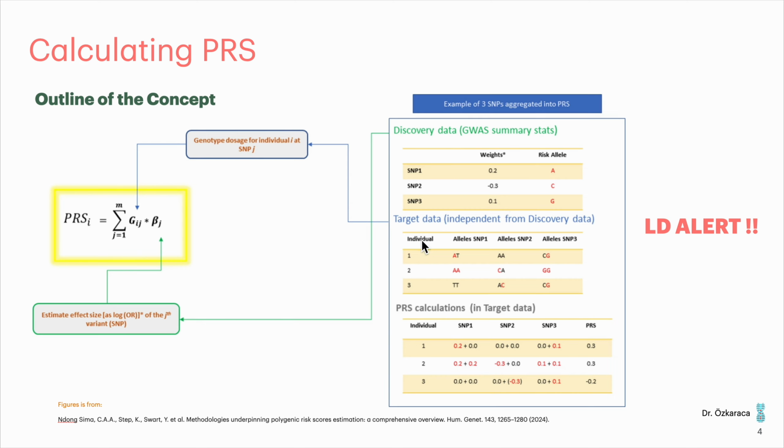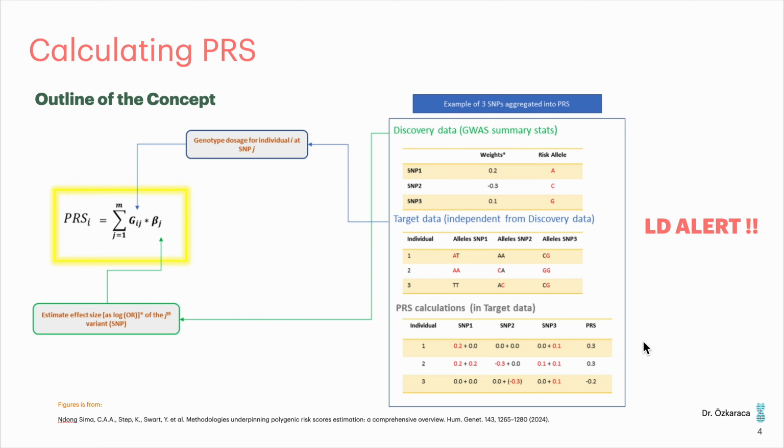And then you have, on the target data, individuals and their genotype information, and you just consider their genotype dosages for each individual, for each location, and then multiply it with the effect size estimates derived from the discovery cohort. And then this gives, for each individual, a single score, the polygenic risk score. And this is how we calculate the polygenic risk score.